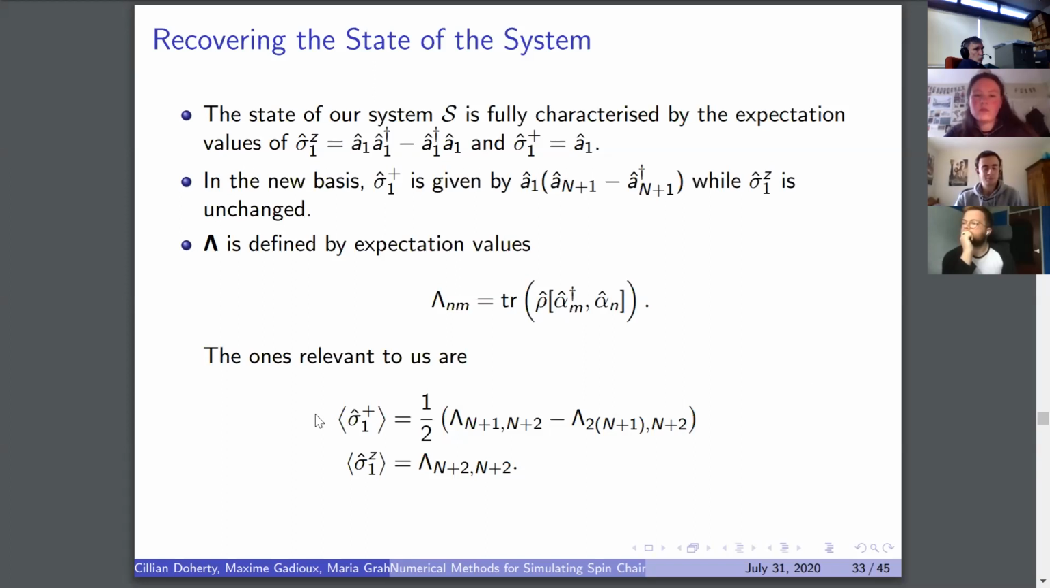We find that the expectation value of sigma 1 plus is just half the difference between two entries in lambda. And there's a few choices for this because there's certain symmetries in lambda. And then similarly, the expectation value of sigma 1z is just a single term in lambda. So it's quite easy to extract the state of the first spin from lambda.